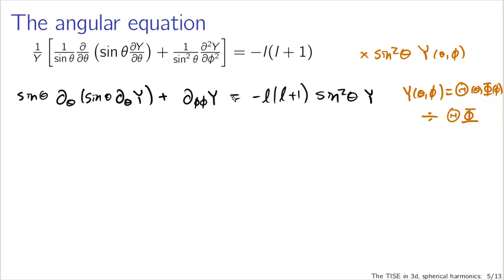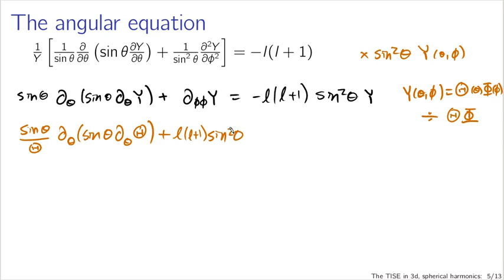When you do that, what you will end up with is this part is just going to be by itself. Since it has a theta dependence, I'm going to lump it together with this term. And what we'll end up with is sine theta over our theta function, partial derivative with respect to theta of sine theta, partial derivative with respect to theta of our theta function as our theta part. Having divided through by this, we've canceled out our phi dependence. That's where this 1 over the theta function came from. Our term over here, which had a theta phi in it, which was then divided out, is going to instead appear on the left-hand side, being grouped together with our theta-dependent parts, plus L, L plus 1, times sine squared theta.